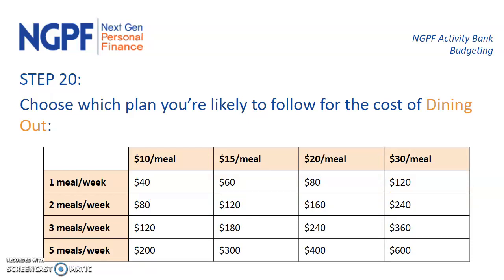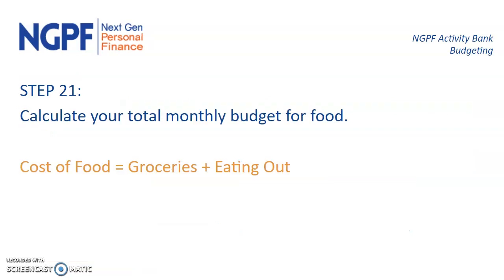Now dining out. Do you work late hours and just go through the drive-through every night? Okay, that adds up too. So you need to figure out how many meals a week you're going to be eating out. And then you're going to calculate your total monthly budget for food. So your cost of food is your groceries plus your eating out.